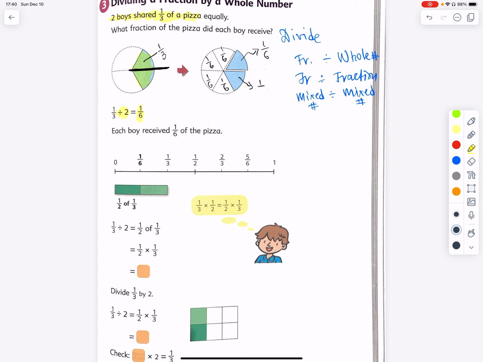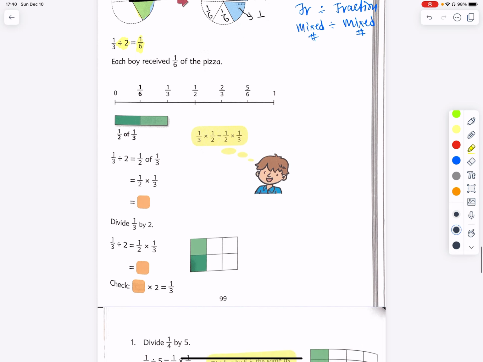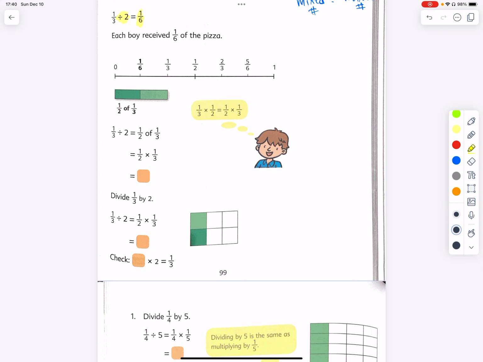Now, there are many examples here that we can go through, including the number line, but let's take a look at this one with a little area model. Divide 1/3 into 2 equal parts. Well, take a look at what we have. We have 1/3, 1/3, and 1/3, right? This entire rectangle was split into 3 equal parts.